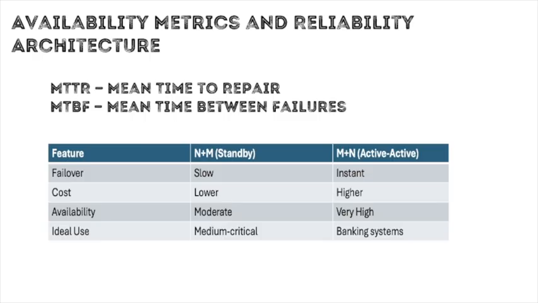and M plus N, or active-active. In an active-standby model, the backup systems remain idle until the main system fails, which can cause a short delay in service restoration. On the other hand, in an active-active configuration, all systems work simultaneously and share the load. If one fails, the others immediately continue without interruption. Although the active-active configuration is more expensive, it provides near-zero downtime and extremely high reliability.